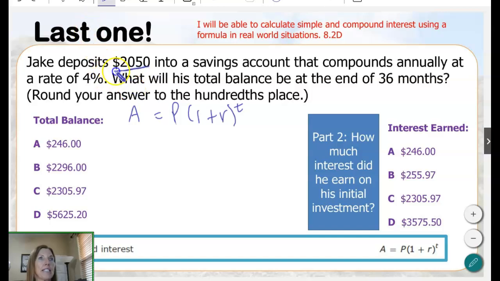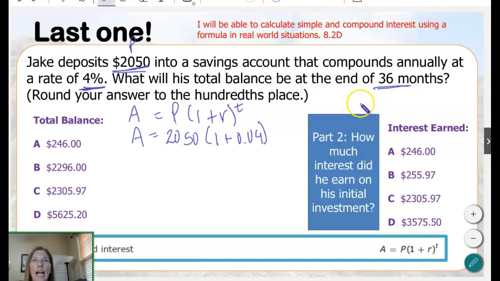So it says he deposits $2,050. That's our principal. So we're trying to figure out the total amount. So we're going to put that in for the principal. We're going to put that 1. All right, so the rate is 4%. So that as a decimal is 0.04. And then it says 36 months. But remember, the time has to be in years. So 36 months would be 3 years. That's our exponent.